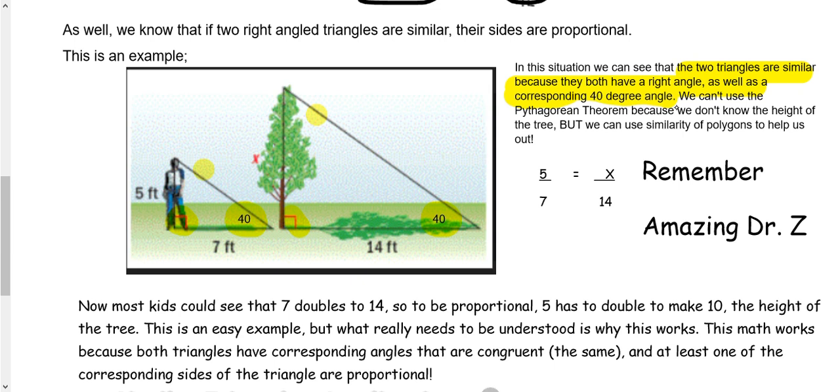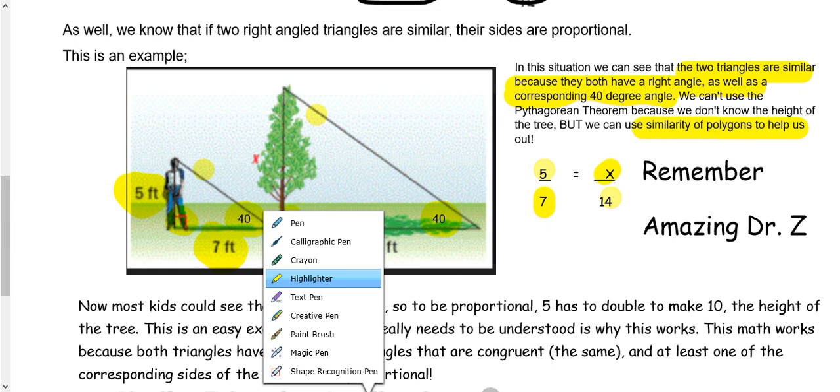Now, we can't use the Pythagorean theorem because we don't know the height of the tree. I mean, we could figure out the length from the guy's head to where the 40 is, but that doesn't help us out with the other one unless we know something about similarity of polygons. Well, with similarity of polygons, all we have to do is set up a ratio. So on our first triangle here, this 5 and this 7, they go together because they're like a family, so 5 and 7. And they correspond or are similar to the x and the 14.